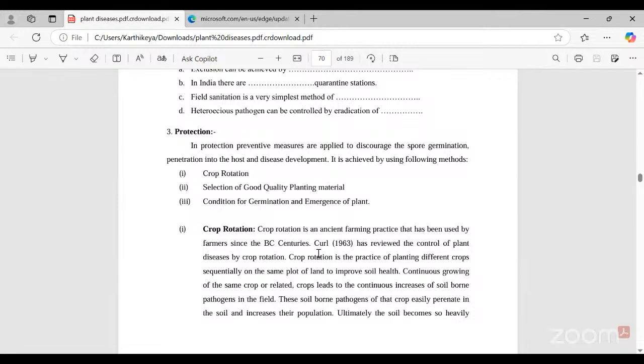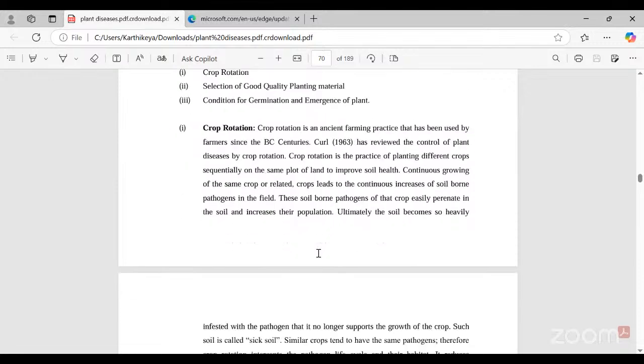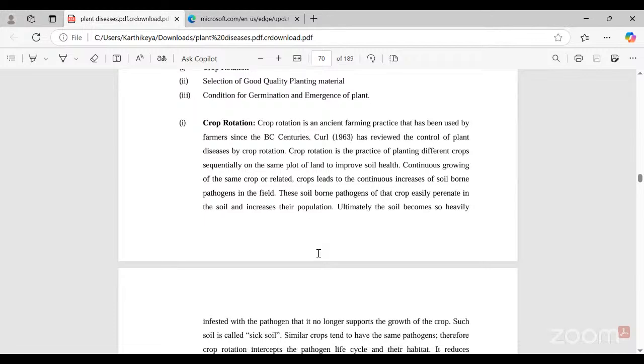Coming to protection. In protection, preventive measures are applied to discourage spore germination, penetration into the host, and disease development. It is achieved by using the following methods. Crop rotation, first one. Second one, selection of good quality planting material. Third one, conditions for germination and emergence of plant.